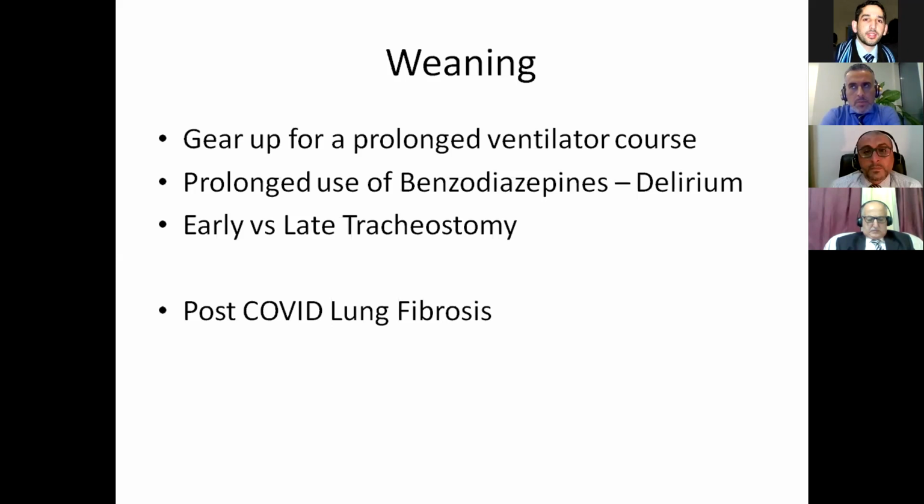Early tracheostomy, the reason being, you can decrease the sedation, you can decrease the benzodiazepine, and you can make the patient more cooperative with the weaning process. And another important thing which I wanted to talk to you about is post-COVID lung fibrosis.